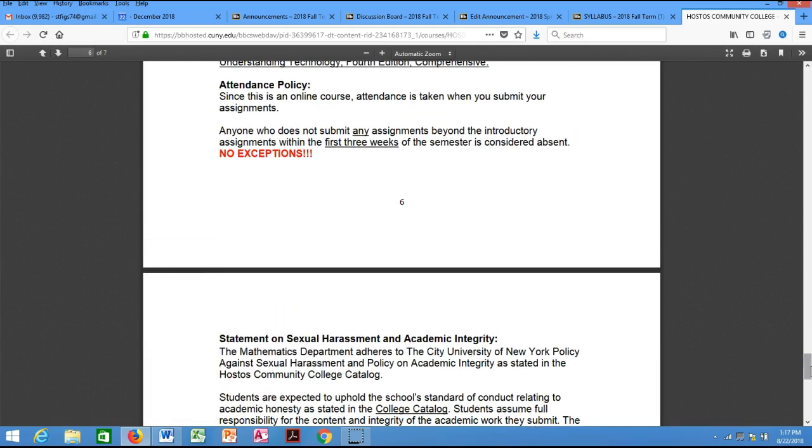Anyone who does not submit any assignment beyond the introductory assignment within the first 3 weeks of the class is considered absent. So make sure that you are aware of the attendance policy in an online class. You have to submit an assignment within the first 3 weeks of the semester. All right? Any questions on that?